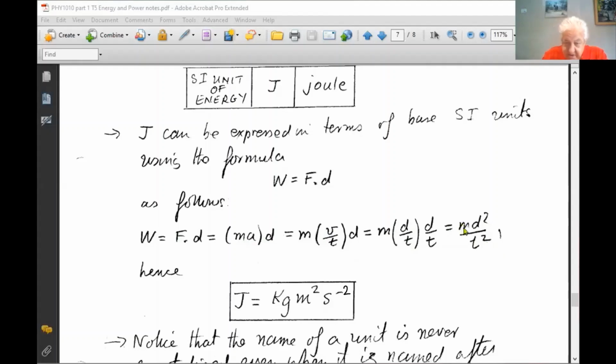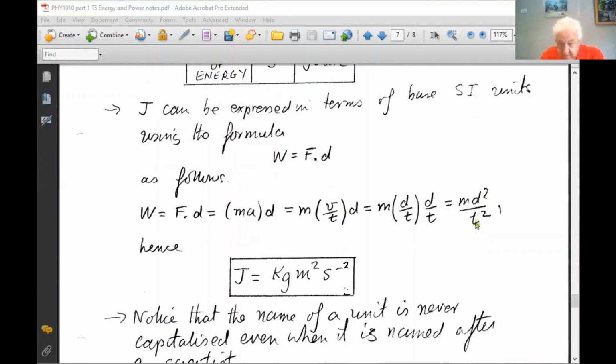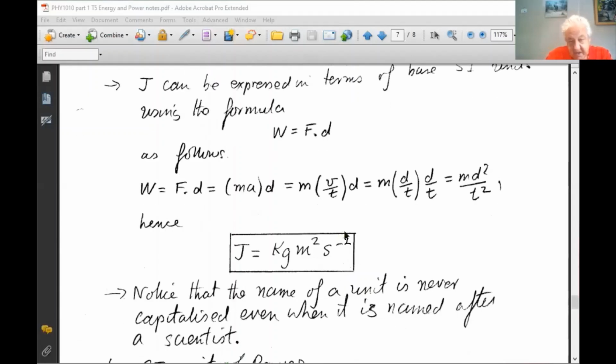So mass is measured in kilograms in base SI units. D is measured in meters, and t is measured in seconds. This is divided, so this should be minus 2 here. That's very naughty. This must be a minus 2, it's t squared, so let me write this on the whiteboard.